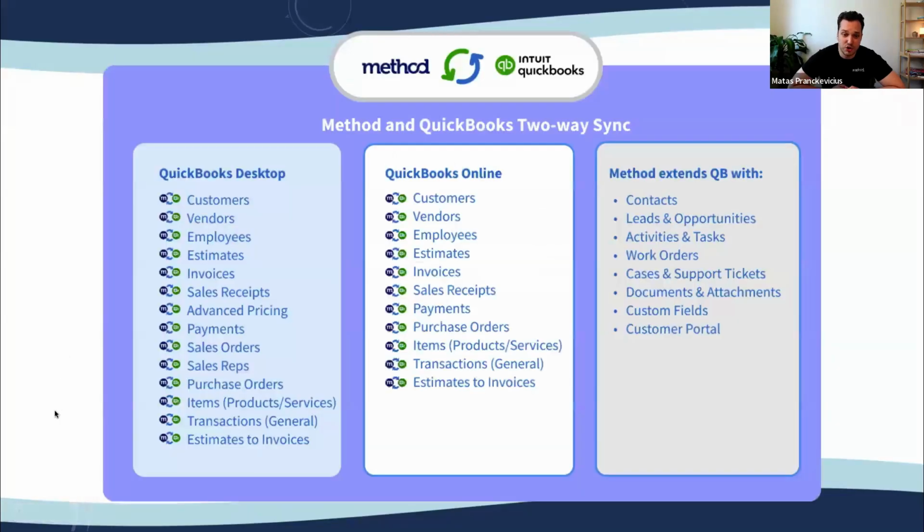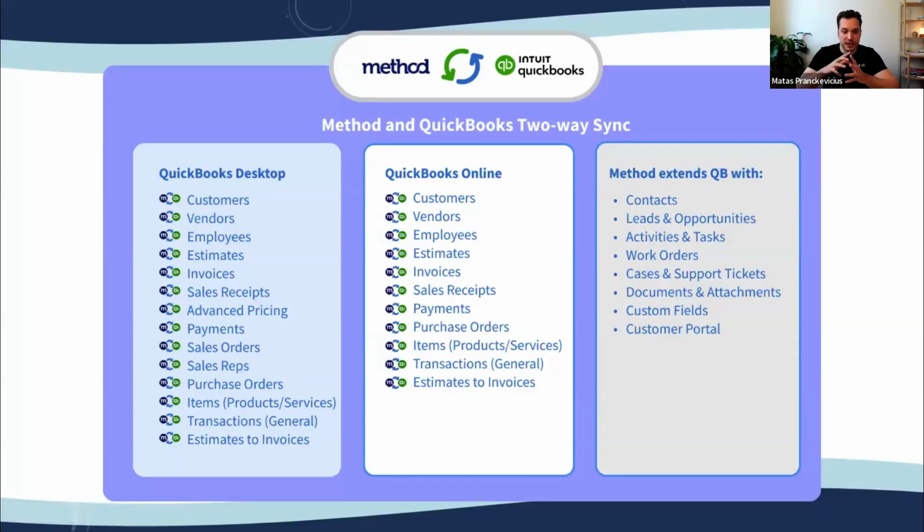Then if you jump to the next slide, we can actually take a look at which things sync. That's the question that we usually get from people. So if you look at the breakdown here, I'm not going to read every single thing, but just starting with the desktop side: customers, vendors, employees, estimates, invoices, sales receipts, advanced pricing, payments, sales orders, sales reps, purchase orders, items, transactions, estimates to invoices. Obviously a little bit less on the online side because some of the features differ and some of the features don't transition or convert, depending on how you want to put it, back into the QuickBooks Online side. But Method will tackle all of those and actually more depending on how you want to set it up.